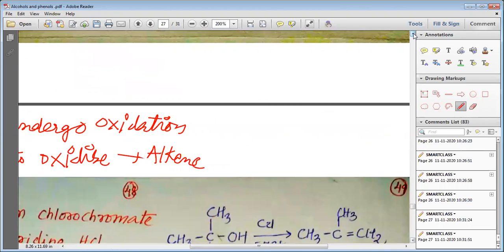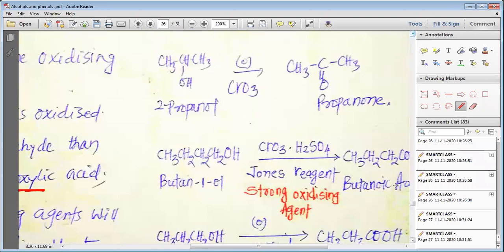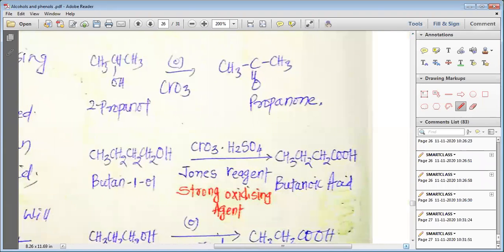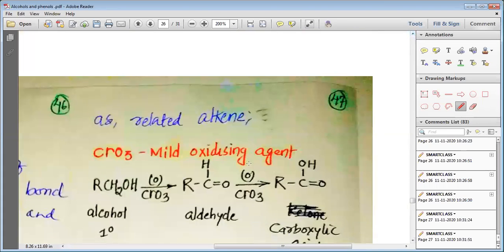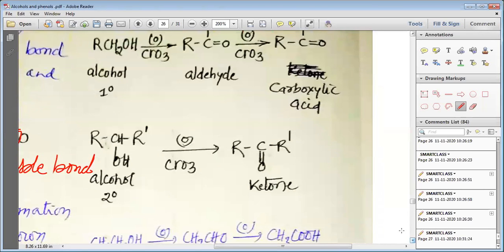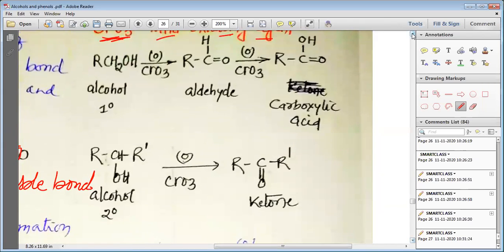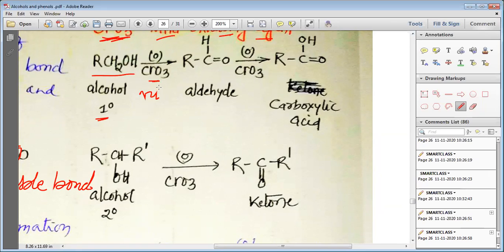Let us pay attention. Let us see with the example what we have discussed just now. You can pay attention. So first we have CrO3, which is a mild oxidizing agent. Please remember, this mild oxidizing agent reacts with the primary alcohol, your alcohol RCH2OH. On oxidation with CrO3, being mild, it converts alcohol into aldehyde.